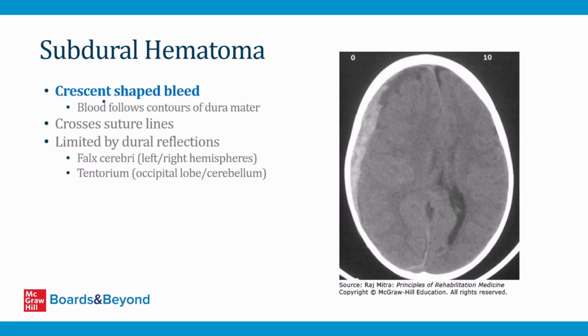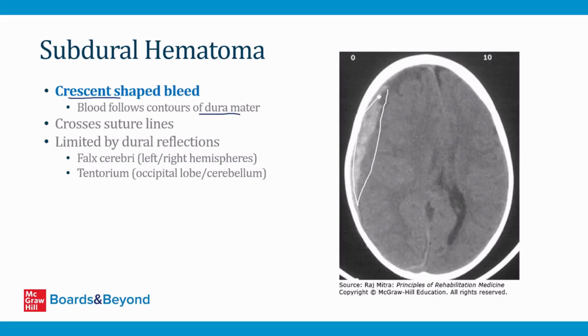The bleeding in subdural hematomas is described as crescent-shaped, and basically what's happening is the blood is following the contours of the dura mater, because remember, the blood is just beneath the dura mater. And so if you look at the CT scan on the slide, this depicts a subdural hematoma. This is the bleed right here.